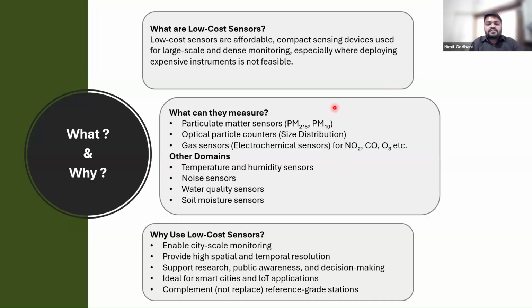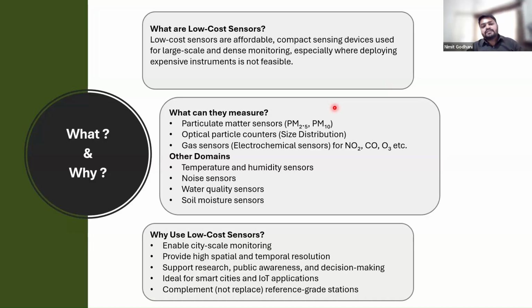And this dense network can support research, public awareness, and decision making, like government, non-profits, and other policy making officials, to tackle air pollution at the pinpoint level: where the pollution is coming from, where it affects the most, and how to mitigate the air pollution at the local levels.